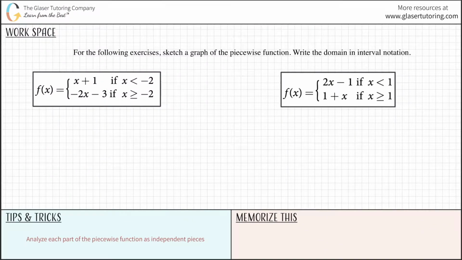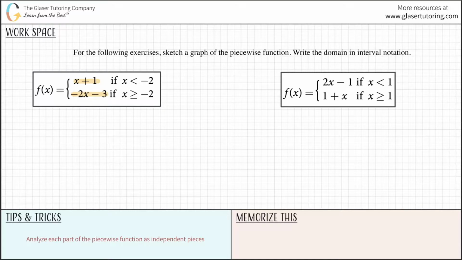For the following exercises, sketch a graph of the piecewise function and write the domain in interval notation. All right, so let's take a look at the first piecewise function. So basically a piecewise function is essentially a function that has two mathematical operators in it, or two equations we can think of, all right?